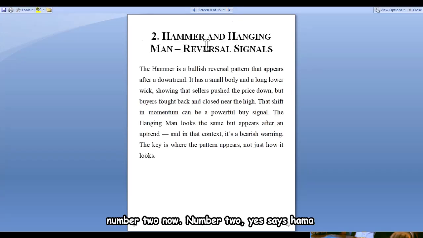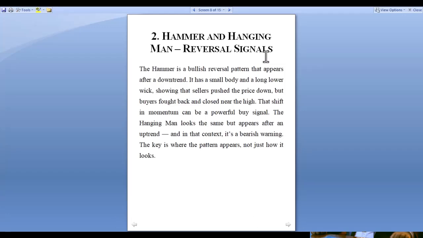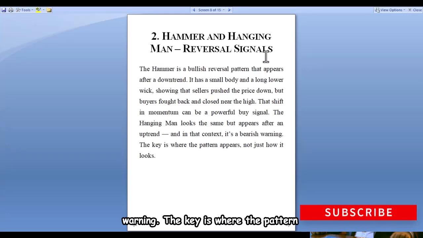Number two here says hammer and hanging man. The hammer is a bullish reversal pattern that appears after a downtrend. It has a small body and a long lower wick. It shows that sellers pushed the price down, but buyers fought back and closed near the high. That shift in momentum can be a powerful buy signal. The hanging man looks the same but appears after an uptrend, and in that context it's a bearish warning. The key is where the pattern appears, not just how it looks.